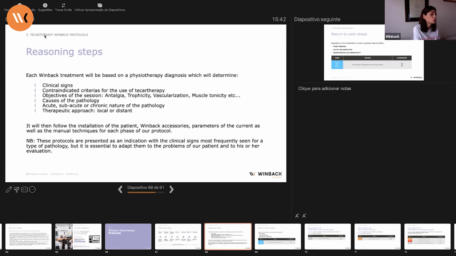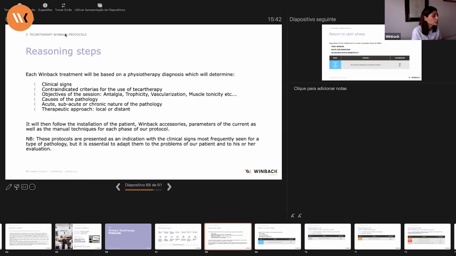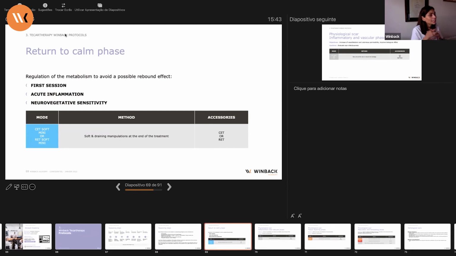Note that these protocols are presented as an indication with the clinical signs most frequently seen for the type of pathology. But it's really essential to adapt them to the problems of our patient and do his or her evaluation before performing any technique, okay? One thing that is really important is the return calm phase.